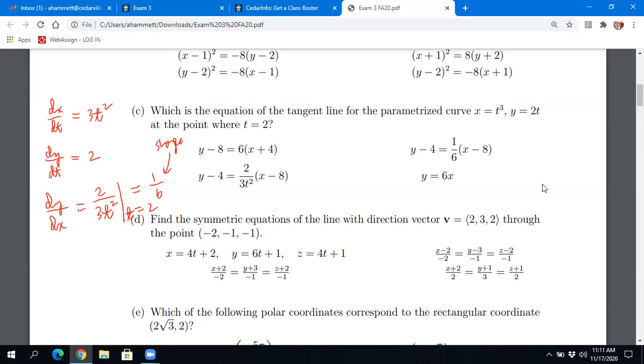What point are we at? So the point is going to be x comma y evaluated at t equal to 2. So what is that point? If I plug in t equal to 2, I get the x coordinate is 8 and the y coordinate is 4.